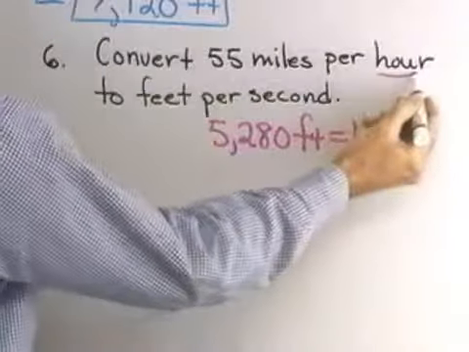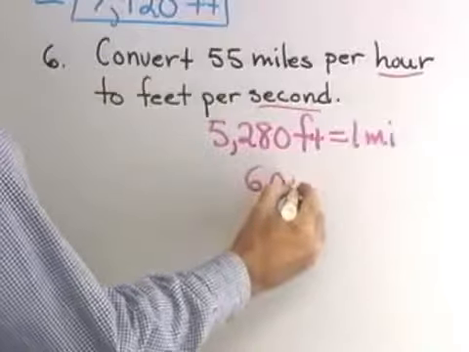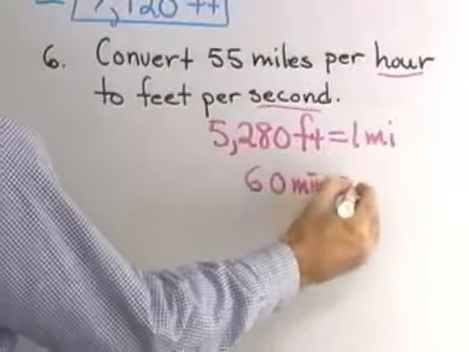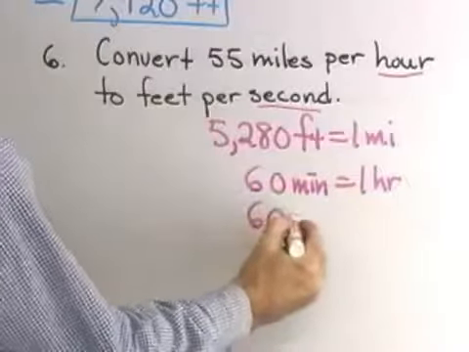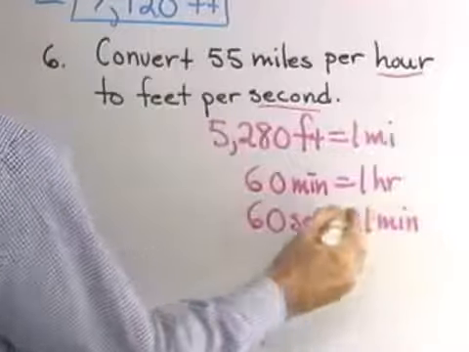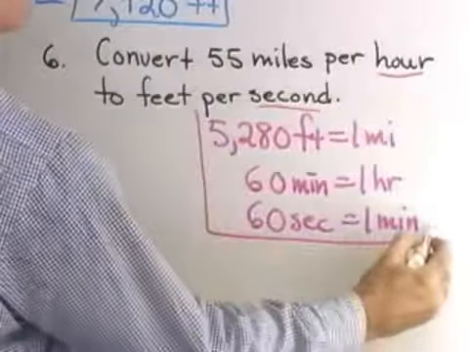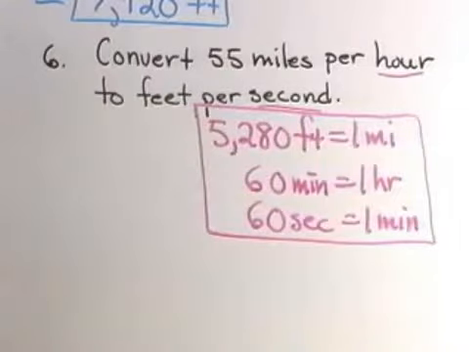And I also want to go from hours to seconds. So I know that there is 60 minutes in 1 hour, and that there is 60 seconds in 1 minute. So let's see if I can put these 3 items together with the appropriate conversion factors to convert 55 miles per hour to feet per second.